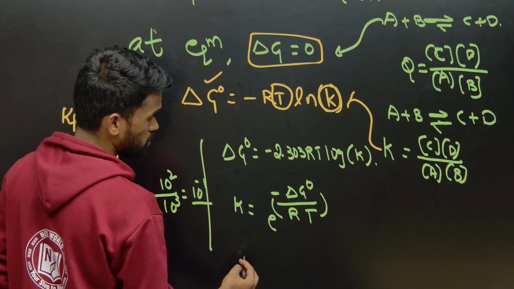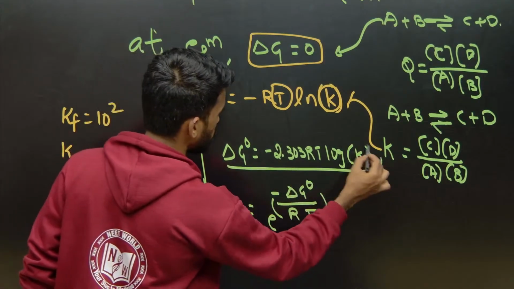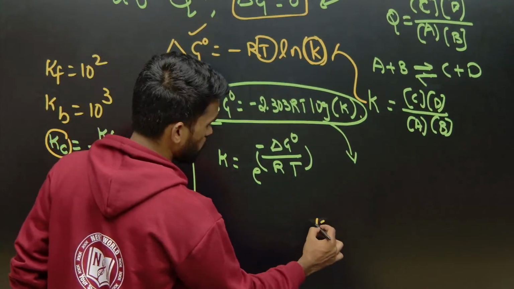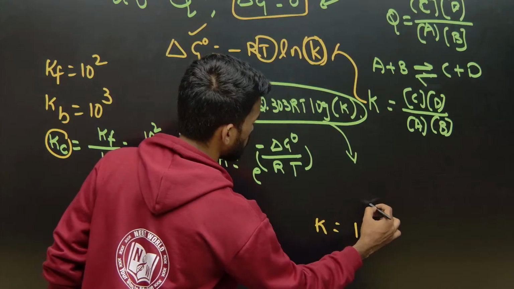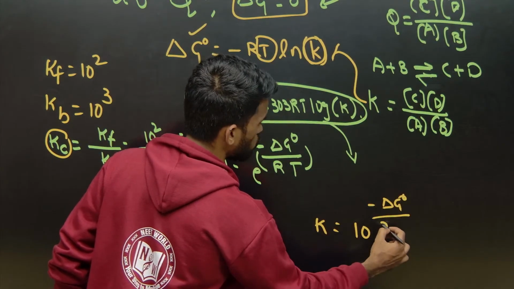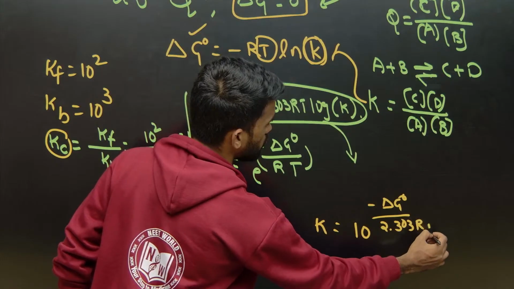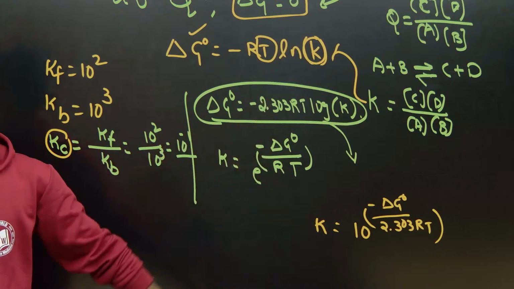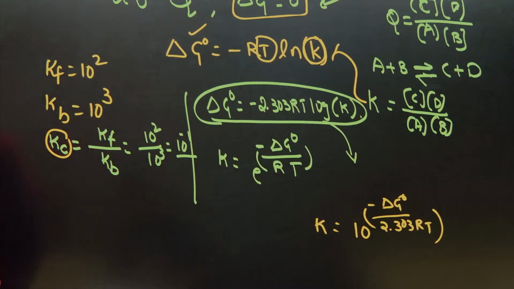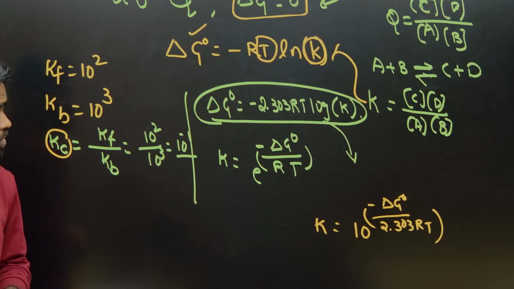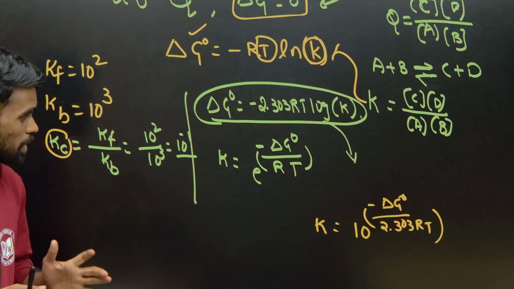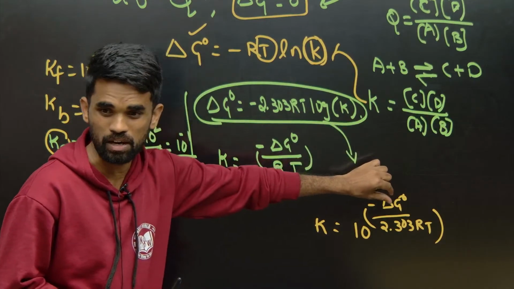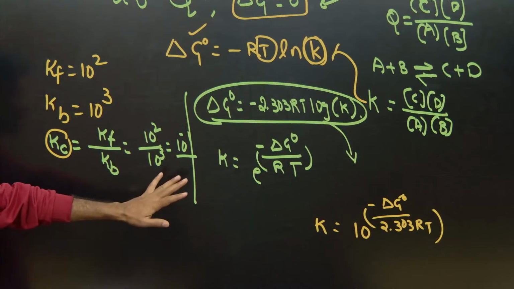Or in terms of logarithms, if I do from here, what will you get? Tell me. K will be equal to 10 to the power minus delta G naught by 2.303 RT. Write these values, formulas. They will simply give you easily calculable substituted values to put here and get the answer at least.